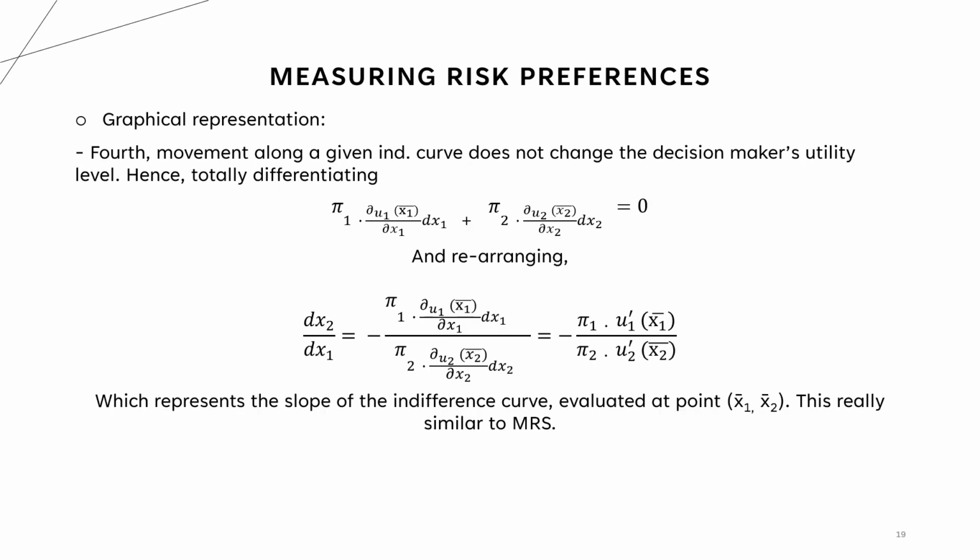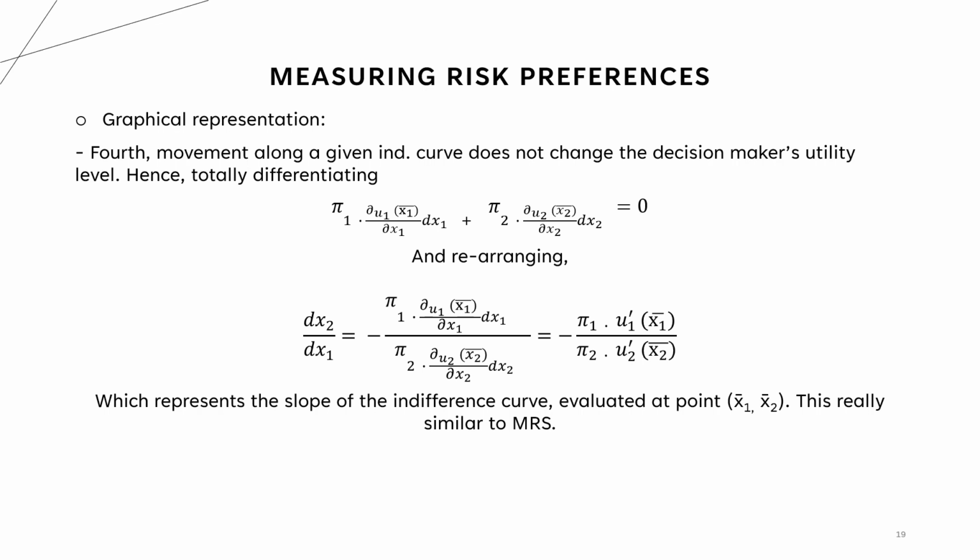Here we explore the mathematical representation of the slope of the indifference curve. The slope represents the trade-off between the two outcomes on the curve, showing how the decision maker is willing to exchange one outcome for another while maintaining the same level of utility. This is similar to the MRS, the marginal rate of substitution that we study in economics. By analyzing the slope, we can understand the preferences of the decision maker and how they make choices under uncertainty.